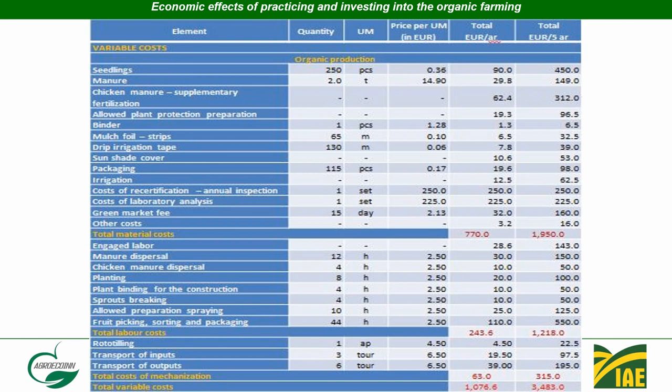Generally, the costs of engaged labor involve the costs related to handling the manure, mineral fertilizers, pesticides, or fruits at the farm estate, as well as the part of the costs of sale on the green market along with the other unplanned labor costs. Costs of other listed activities are gained in relation to the value of required time for their realization.